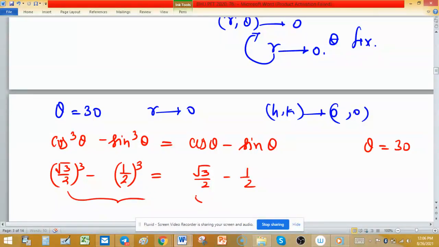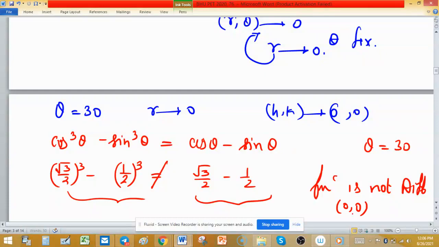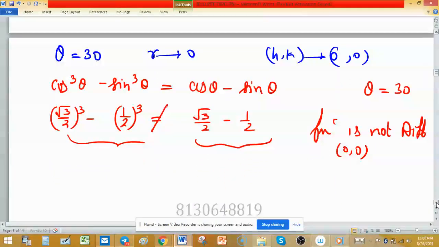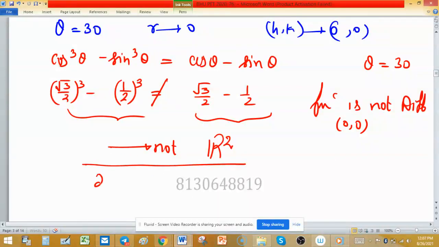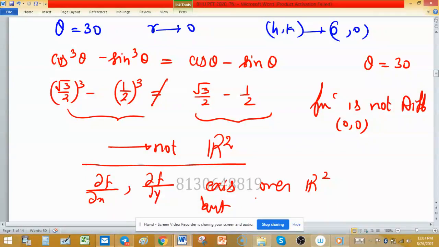These two quantities on the right hand side and left hand side are not the same, so the function is not differentiable. The function is not differentiable at (0, 0), or the origin. Because the function is not differentiable at (0, 0), it means that the function is not differentiable over the entire domain R square. So what we can conclude: the partial derivative of f with respect to x and the partial derivative of f with respect to y exist over R square, but the function is not differentiable.